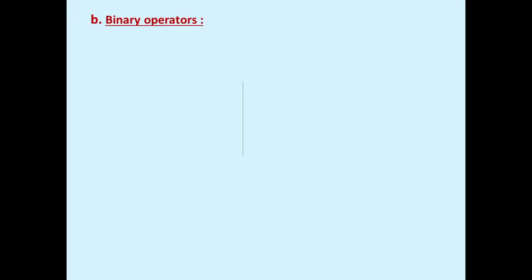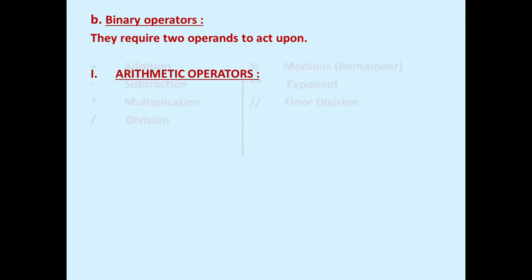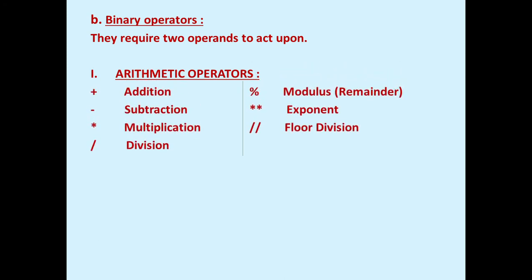Next we move on to binary operators. With the name itself we can guess they require at least two operands to act upon. The arithmetic operators are addition, subtraction, multiplication, division. Modulus will give the remainder of the division, and the double star will give the exponentiation, and the double slash will give the integer part of the division.